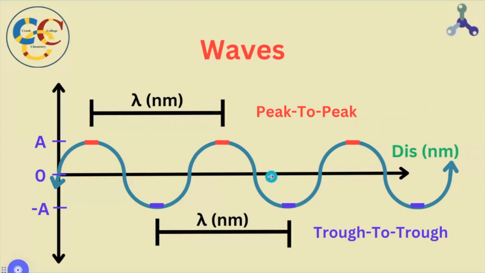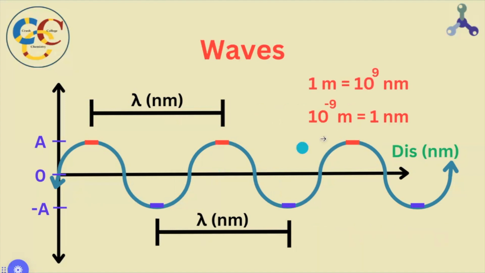That wavelength is often so small that it is measured in nanometers. So when you're reporting your answer, you might have to describe it in nanometers, meters, or both. And as a reminder, there are 10^9 nanometers in a meter, as well as 10^-9 meters in a nanometer. So these are useful for conversions relating to waves and wavelength.